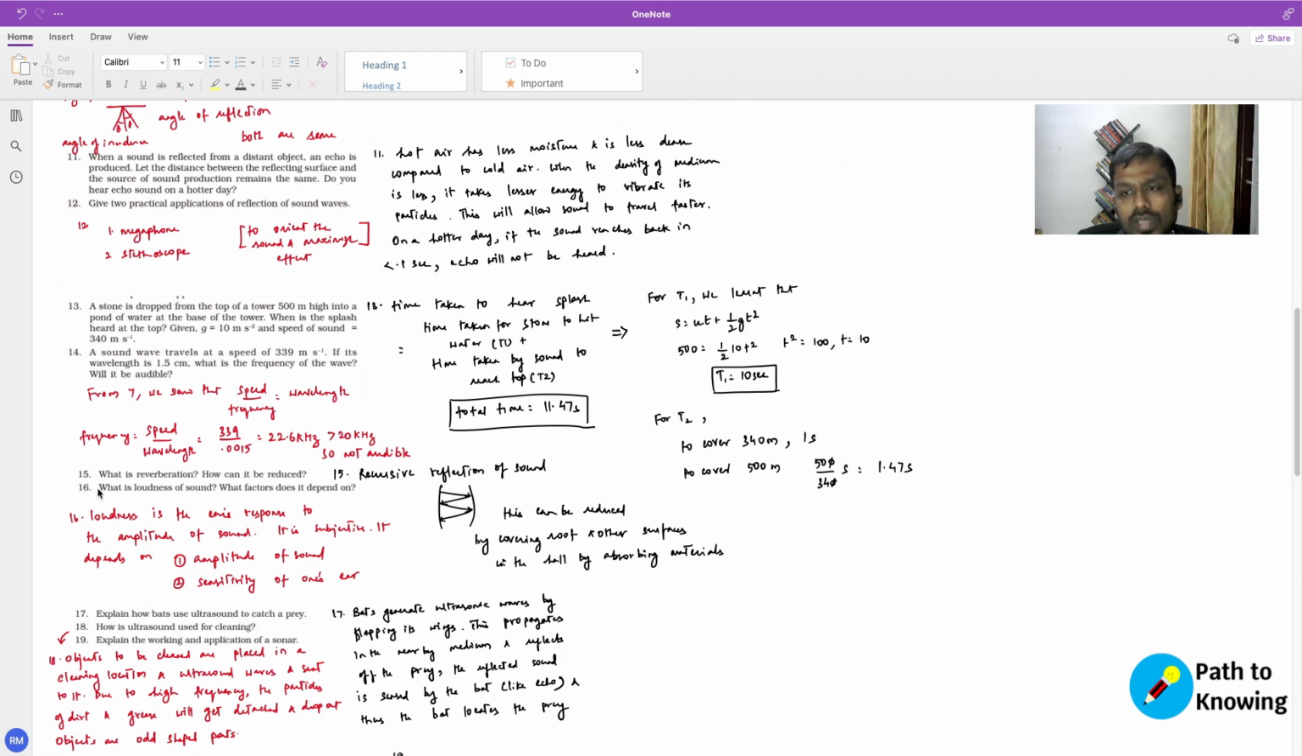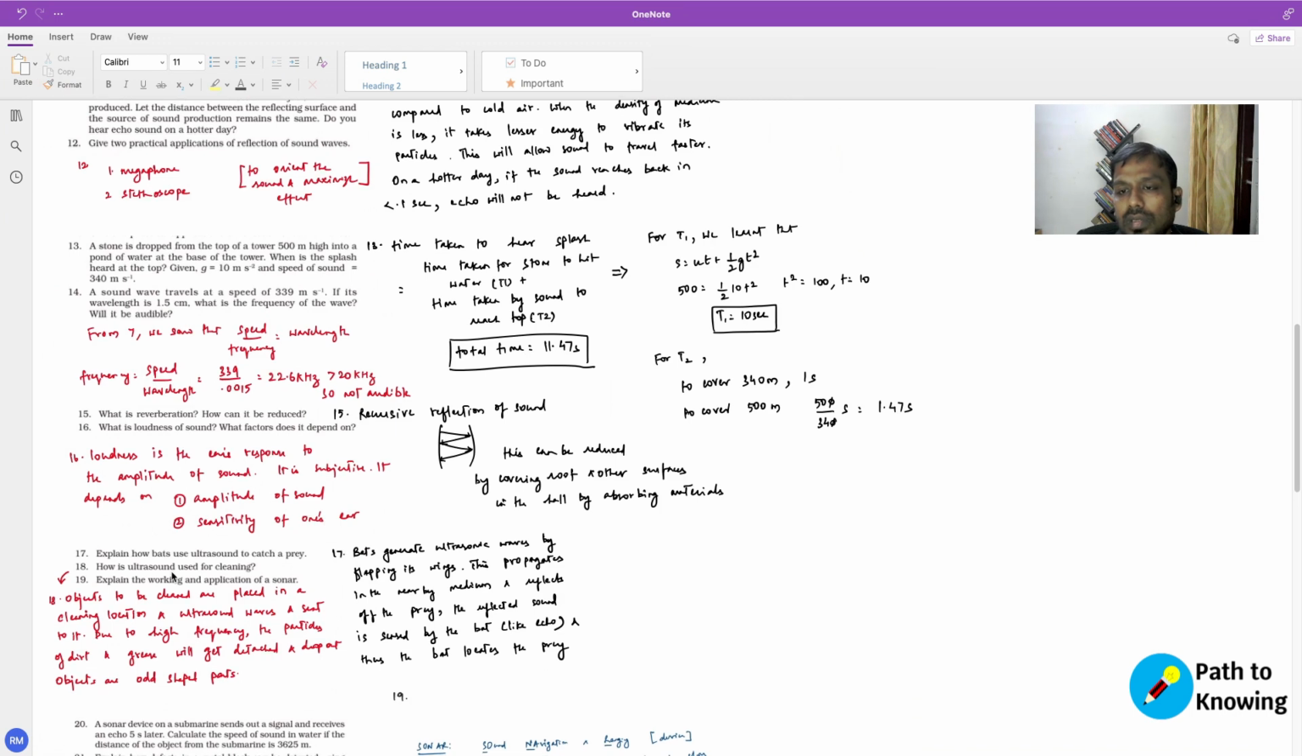Question 16. What is loudness of sound? What factors does it depend on? So we understood that loudness is one of the subjective characteristics of sound, and loudness is the ear's response to the amplitude of the sound. Higher the amplitude, we say it is very loud, and it is subjective, as we just spoke about. It depends on two things. One is obviously the amplitude of the sound, and also the sensitivity of one's ear.